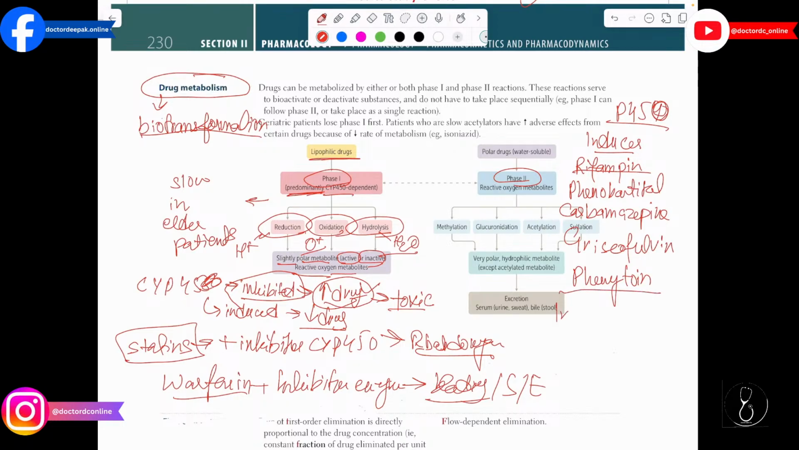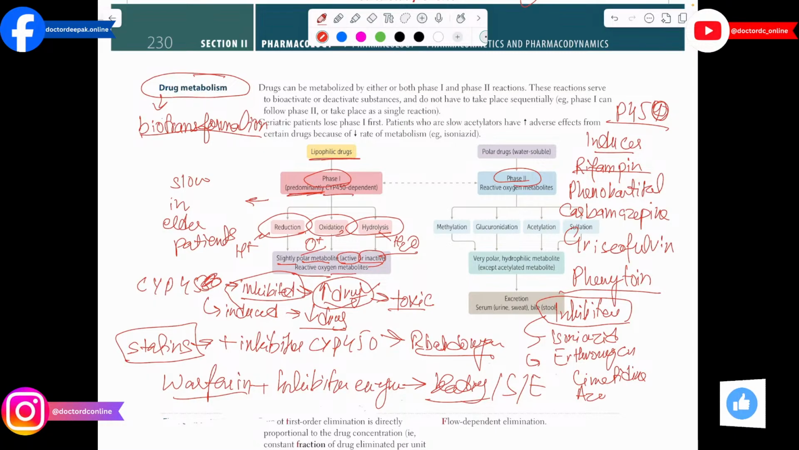And the inhibitors mostly are isoniazid, erythromycin, cimetidine, azoles, grapefruit juice, and ritonavir, mostly used for HIV.